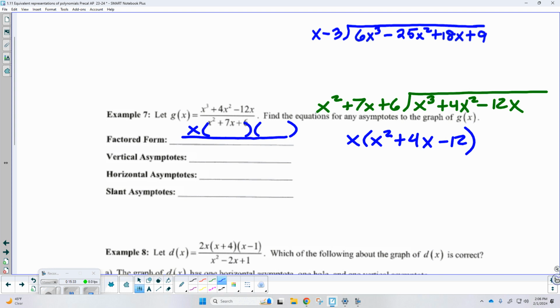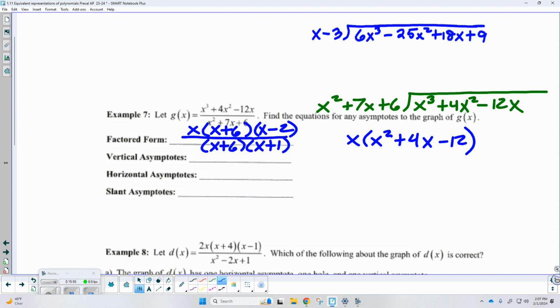Which one's negative, though? Okay, so it's got to be x plus 6 and then x minus 2. Everybody's okay? All right. Let's go ahead and factor the denominator. There's no GCF. Two numbers that'll multiply to give me 6, but add to give me 7. 6 and 1. So I'm going to go ahead and say x plus 6, x plus 1.